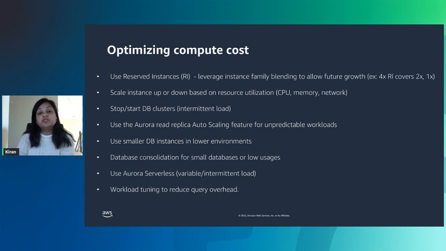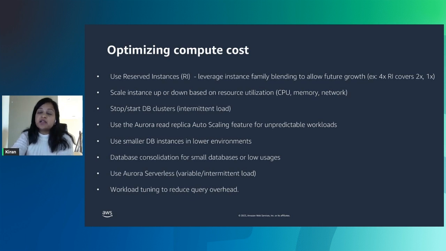Database consolidation is another way that you can look at. Let's say you have small databases and you want to see a better improvement, right? You can also consolidate all your smaller databases into one Aurora instance. That way you have less usage of instances instead of spinning up multiple instances. That's why you can save a lot of cost.